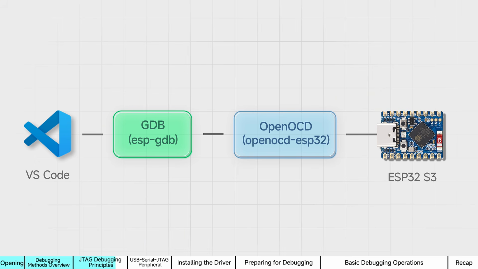For the ESP32S3, that's built right in. No external JTAG adapter needed. You just use the USB-Serial-JTAG peripheral. With this toolchain, we can easily control and observe the program running on the chip from within VS Code.